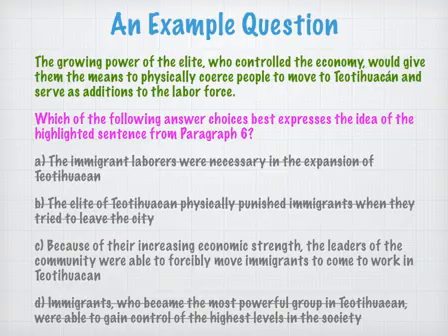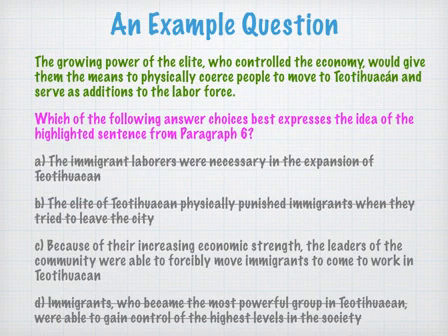A. We can get rid of this answer because there is just no mention of Teotihuacan expanding or any words that would give us the impression that these immigrant laborers are required or needed because the increasingly powerful elite were wanting to expand Teotihuacan. So that leaves us with our strongest contender for the right answer, option C.